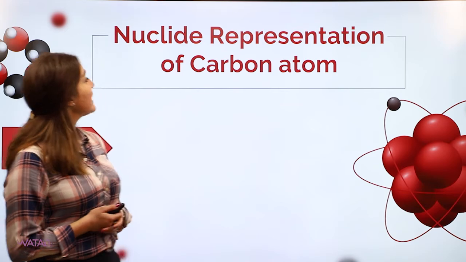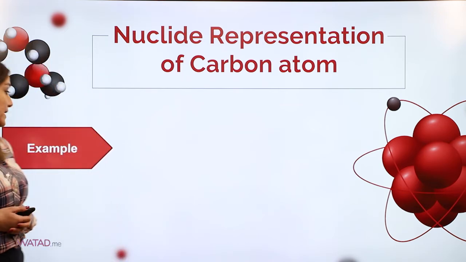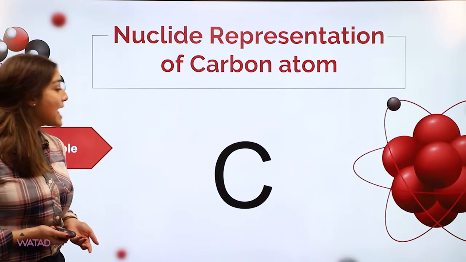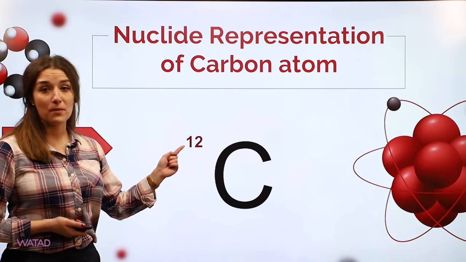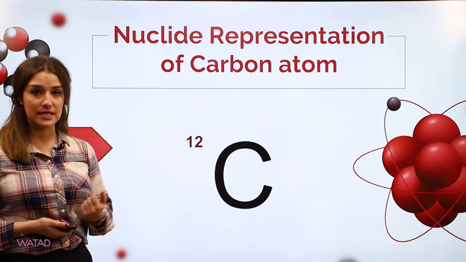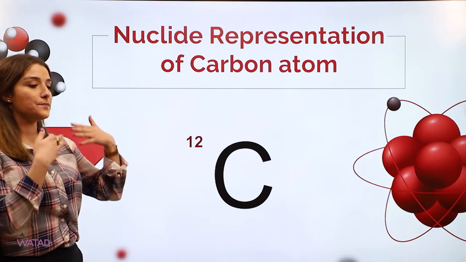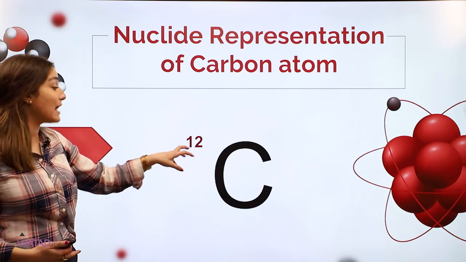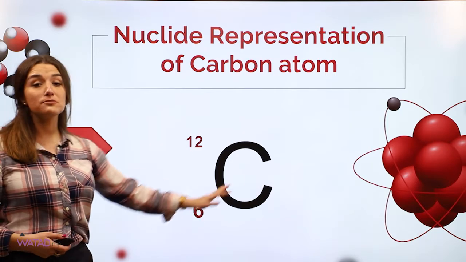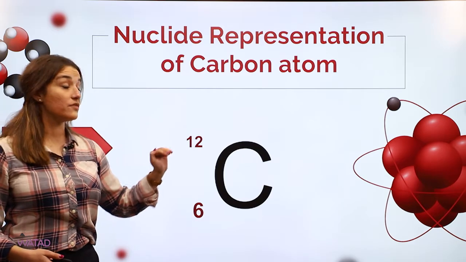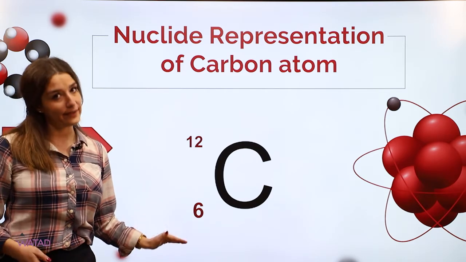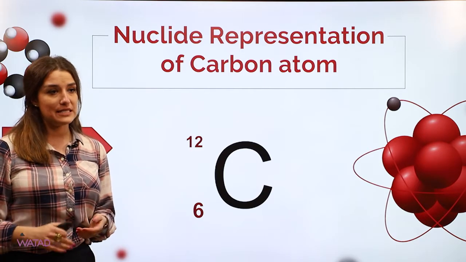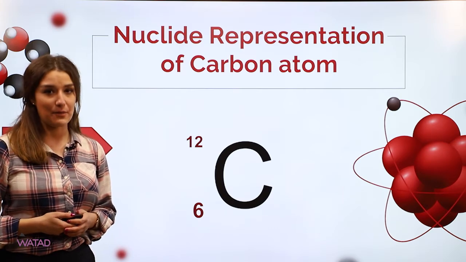As an example, we can take the nuclide representation of the carbon atom. In the middle, we put the symbol of the atom, which in this case is C. On the top, we put the atomic mass, which is 12 in the case of carbon. Later on, you're going to see that you will be calculating this, and you will be putting the answer of your calculation on the top. And at the bottom, you put the number of the protons of carbon, which is 6 in this example, because carbon is the 6th in the order of the elements in the periodic table.